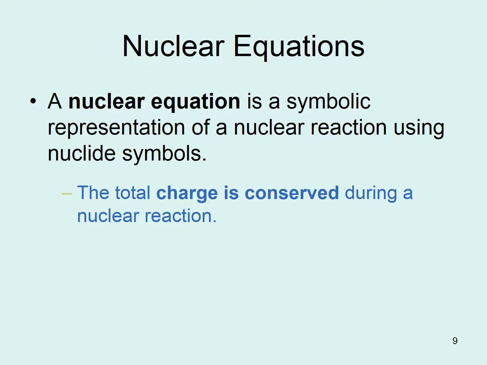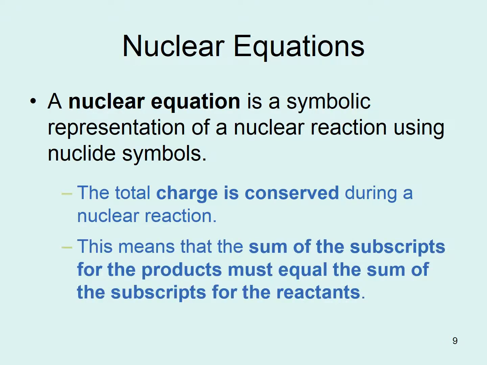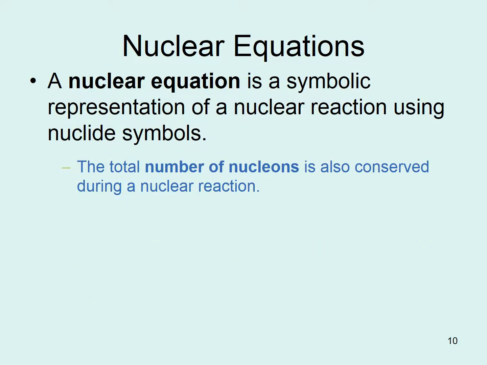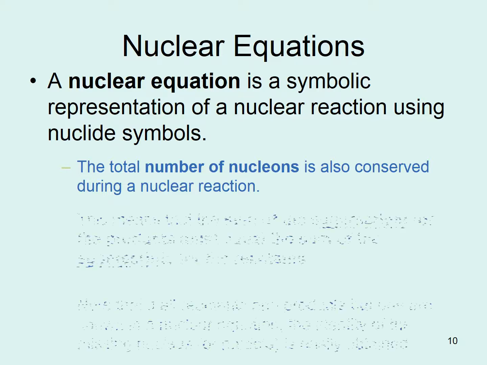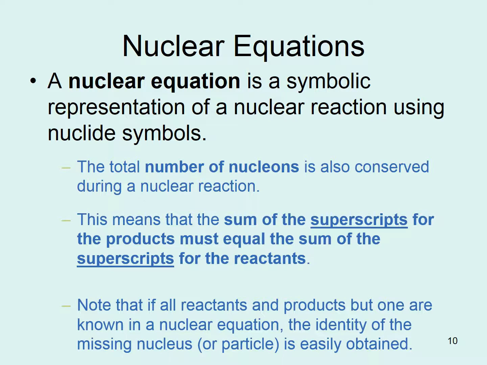All right, so the main thing about a nuclear equation is that the total charge is conserved during a nuclear reaction. So although one compound will change to another, the total charge is conserved. What that means is that the sum of the subscripts for the products must equal the sum of the subscripts for the reactant. So all those bottom numbers have to be equal across the arrow. Now, the total number of nucleons, being protons and neutrons, is conserved during a nuclear reaction. And so what that means is that the sum of the superscripts for the products must equal the sum of the superscripts for the reactants.